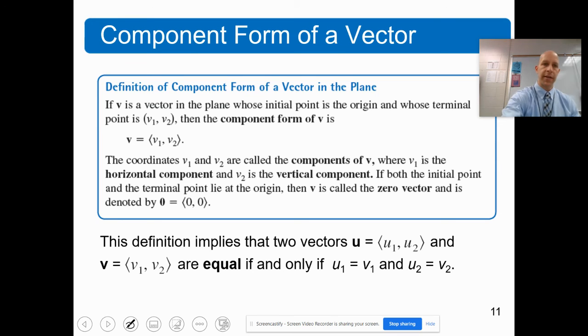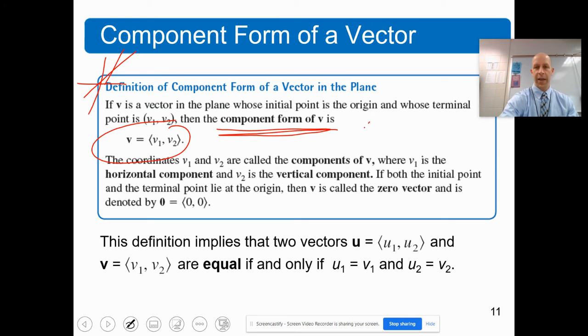So our definition, and this is the most important part of this particular lesson 9.6, is what we call the component form of a vector in a plane. If v is a vector in a plane whose initial point is the origin and whose terminal point is (v1, v2), then the component form of v is written with angle brackets, ⟨v1, v2⟩. The coordinates v1 and v2 are the components of v. v1 is the horizontal component and v2 is the vertical component. And of course the zero vector is ⟨0, 0⟩.